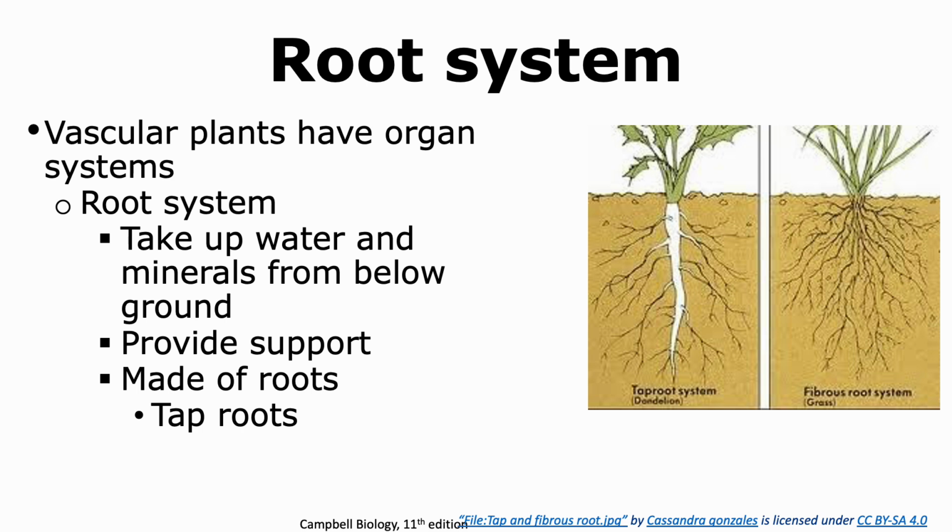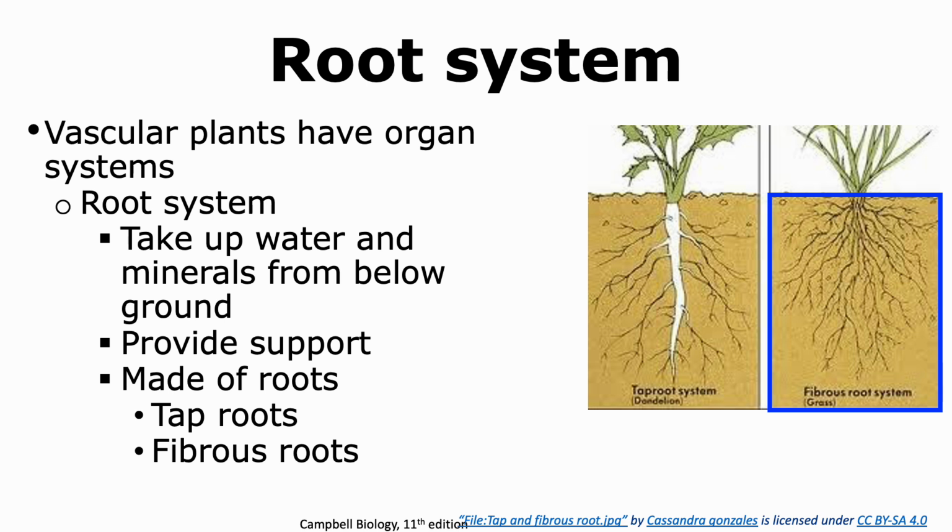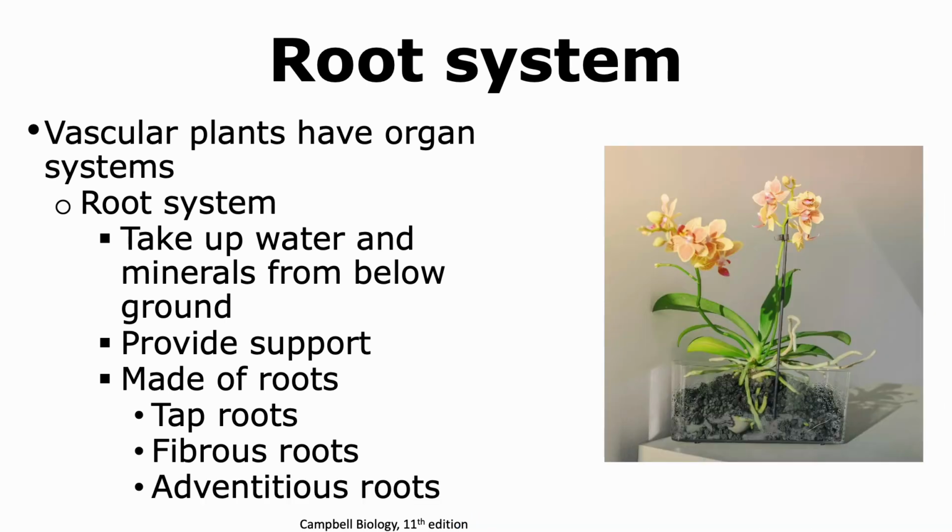We can have a taproot, where there is a primary root from which lateral branches are able to arise, which are called lateral roots. We can also have plants that have a fibrous root, where there is no primary root and hence all the roots have a similar thickness. Some plants have adventitious roots, which are roots that arise from other parts of the plant like stems.